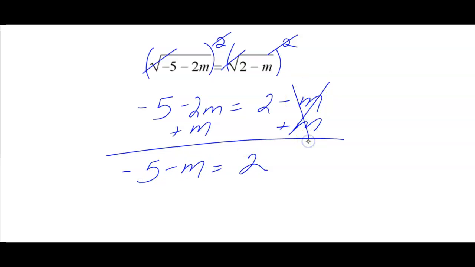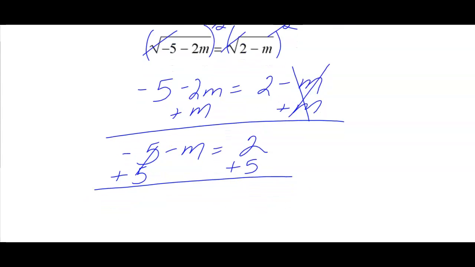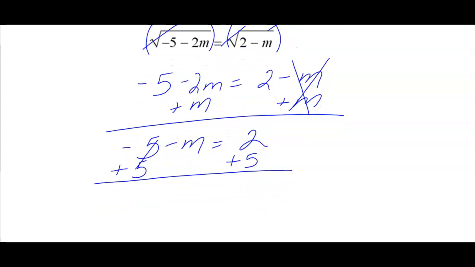Because I can cancel those off. And then I'm going to add 5 to both sides. You guys know you can really do this in any order that you want to start with. I just like my variables on the left. Okay, so I'm left with negative m equals 7. And then, of course, we're not done until this guy's positive. So we're going to divide both sides by negative 1. So then we get m equals negative 7.